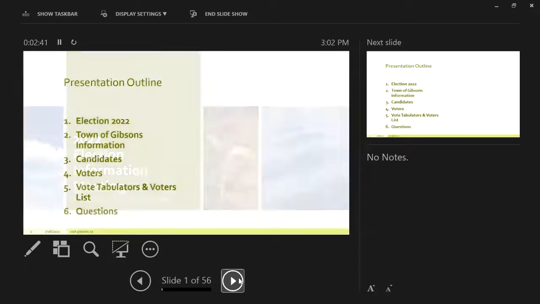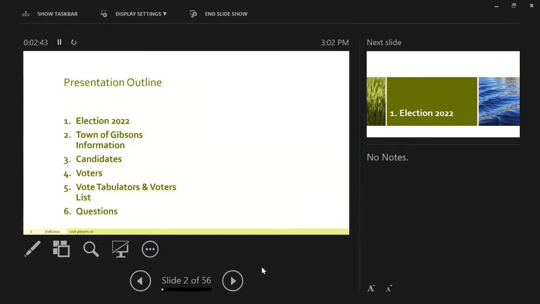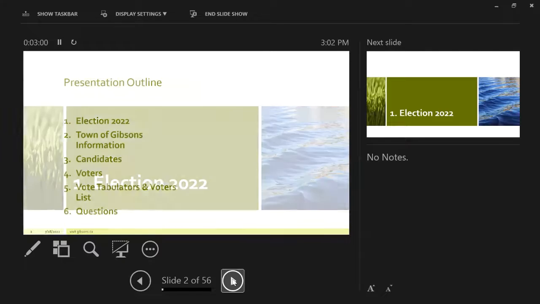Okay, so for today's outline, we're going to do a little overview of the election and a little bit of information on the town of Gibson's. We're going to give you some information on candidates and then voters, and then we're going to talk a little bit about tabulators and the voters list. And lastly, we'll have questions. So let's get started.